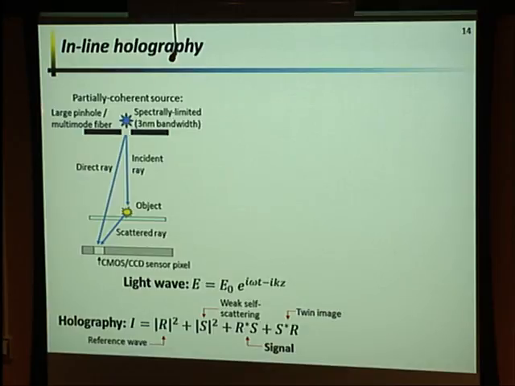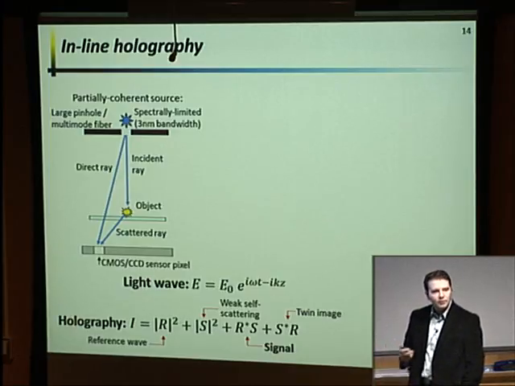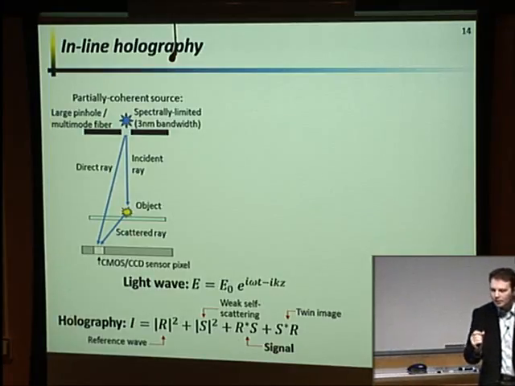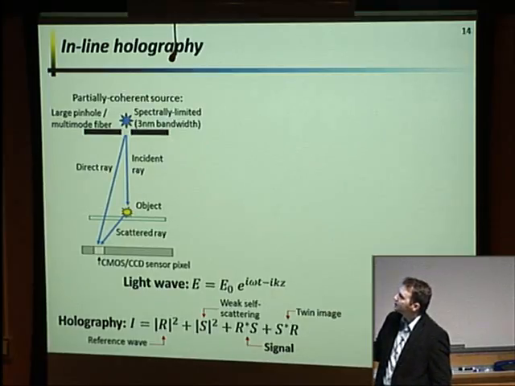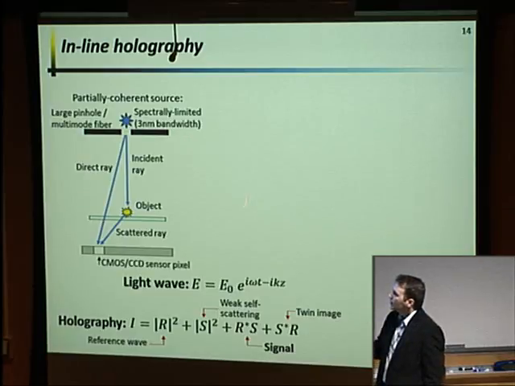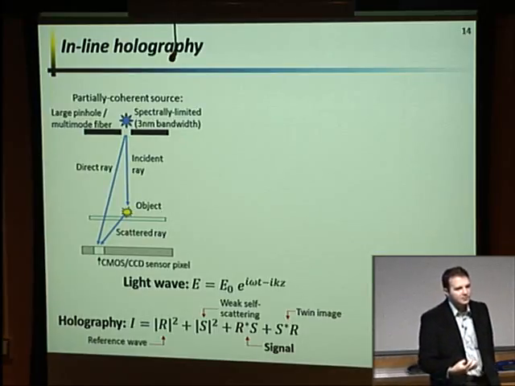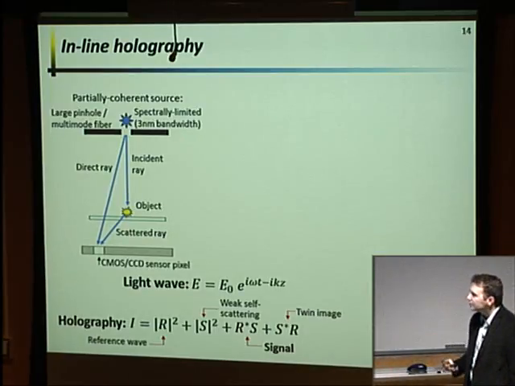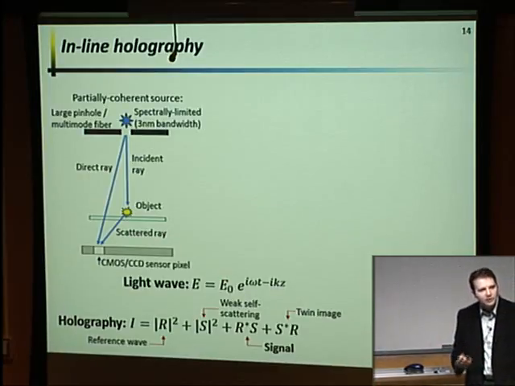In order to ensure this coherence, we have to have spatial coherence, so we have a pinhole here, but this pinhole is relatively large. It's maybe a few hundred microns, a little bit larger than the normal pinhole someone might use. Then we also have a spectrally limited source to give us temporal coherence, and our source is about 3 nanometers in bandwidth. This provides enough coherence to see these interference effects, but it's not the same level of coherence as you might get from a laser. The advantage of this is we can reduce the speckle artifacts that you might normally see in coherent imaging with a laser.